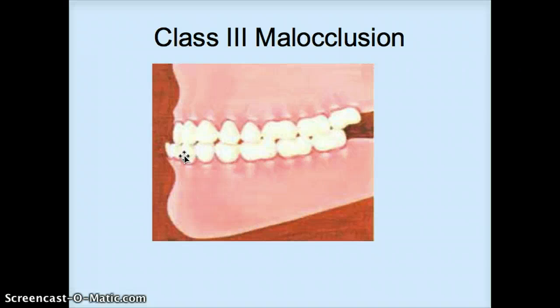Okay, so that's all we're going to talk about on dentition. Now let's move to the vocal cavities.